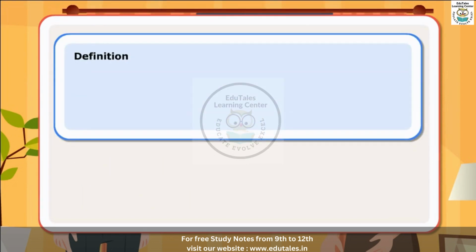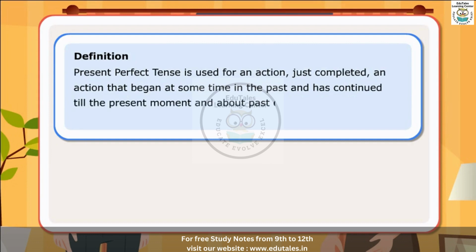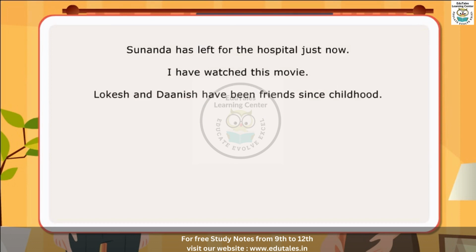Definition. Present perfect tense is used for an action just completed, an action that began at some time in the past and has continued till the present moment, and about past events with no specific time information. Let us look at a few sentences. Sunanda has left for the hospital just now. I have watched this movie. Lokesh and Danish have been friends since childhood.